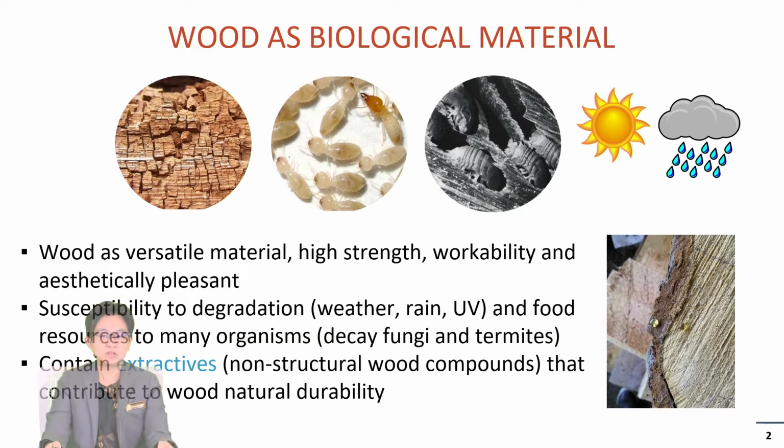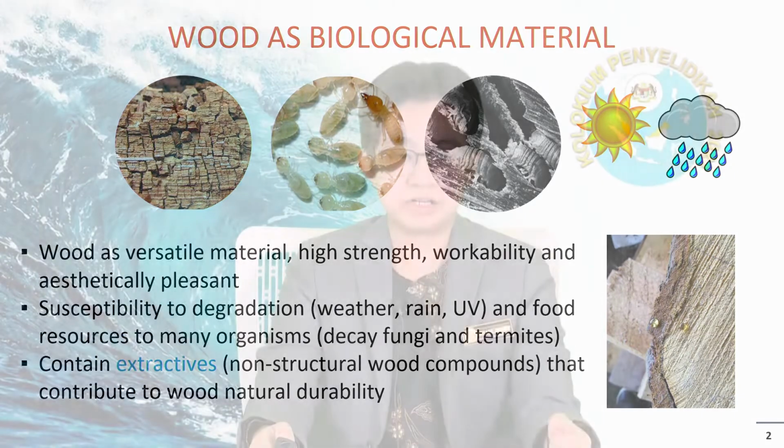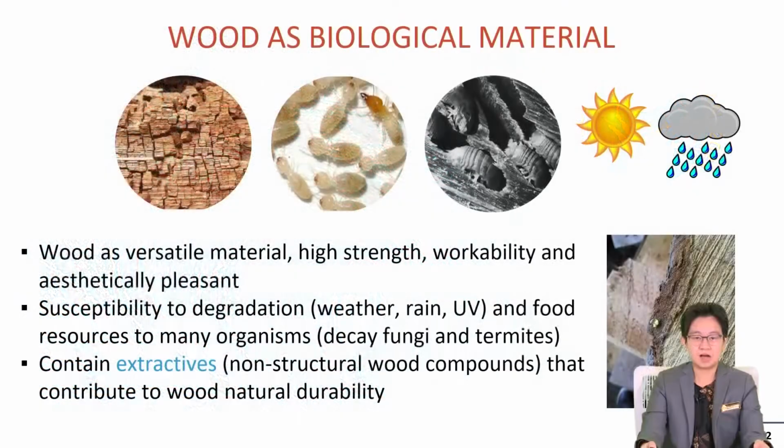So what is wood? Wood is considered a versatile material with a high strength to weight ratio, easy to work with, and they look nice. However, despite all these advantages, they are highly susceptible to degradation, such as from weather, the rain, and the UV light, as well as becoming the food source for many organisms, such as decay fungi and termites. However, some timber can be highly durable and can withstand all this degradation.